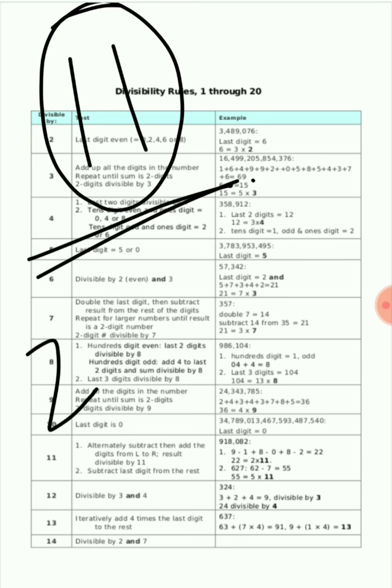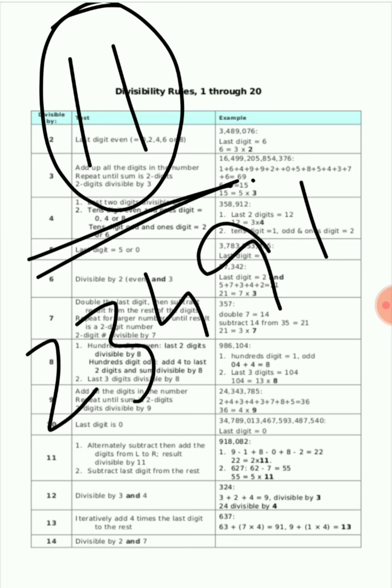Suppose the number is 23491. Is this number divisible by 11? To do this, we start from here with a positive sign, then a negative sign, positive, negative, positive, and add them up. If the result is 0 or a multiple of 11, then this number will be divisible by 11. Let's do it. Plus, minus, plus, minus, plus.